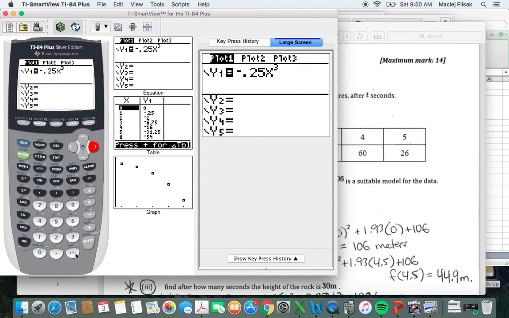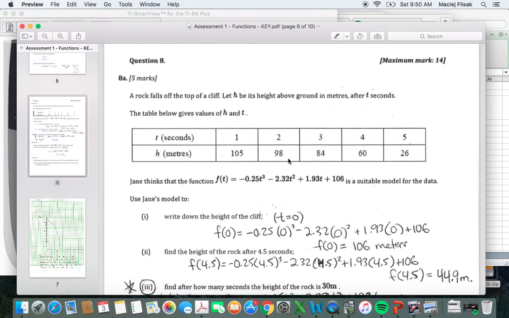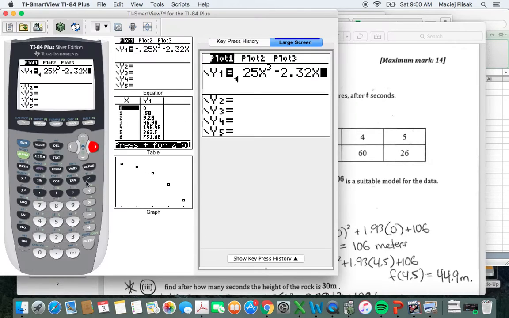Negative 2.32, all right, x. Oh, it's x squared, isn't it? X squared. Let me do that. So x squared, you can use this again to raise it to an exponent, or there is just an x squared button, so it will turn that x into an x squared for me. There it is. All right.